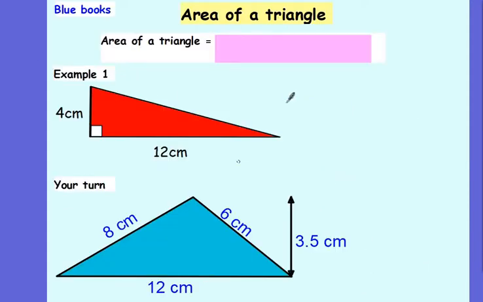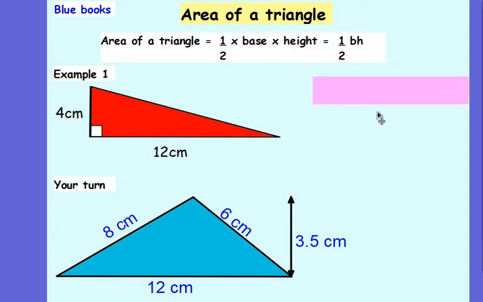Right, Year 8, dark blue books out for me. Can you write the title area of a triangle? And underneath, who can remind me what's the formula for the area of a triangle, please, Vicky? Great, it's half times base times height, or we can write that as half BH. I'm going to go through an example and then you're going to do an example. So pens down, eyes on me while I go through the first one.